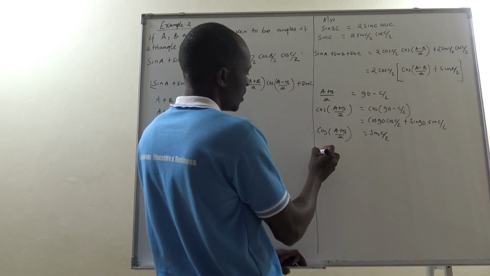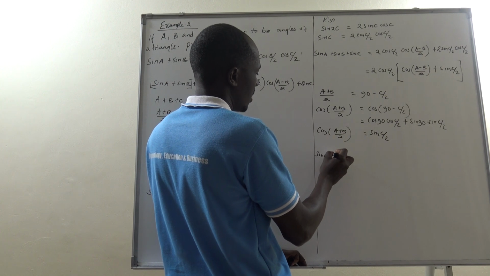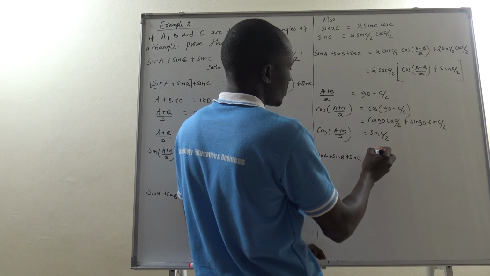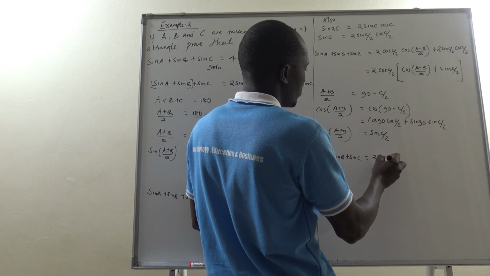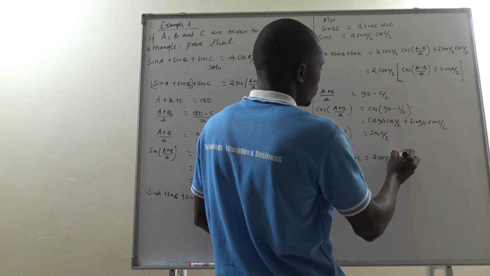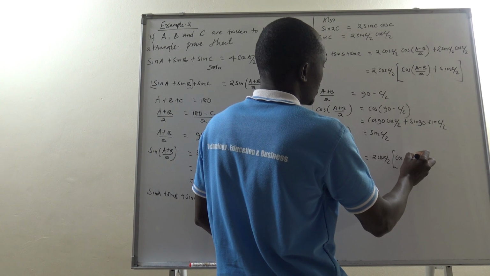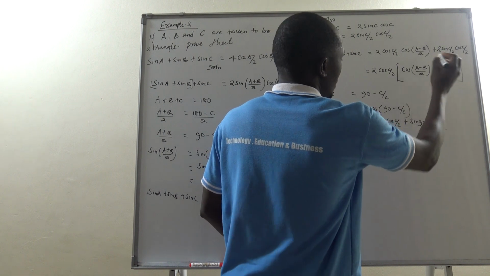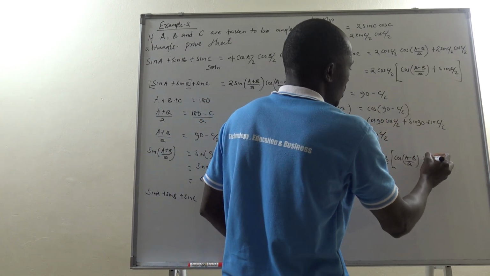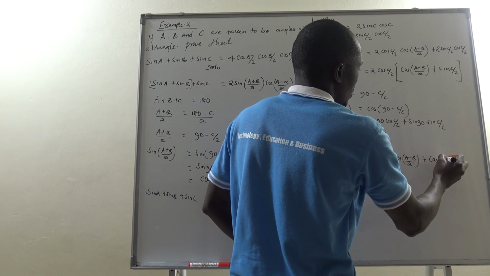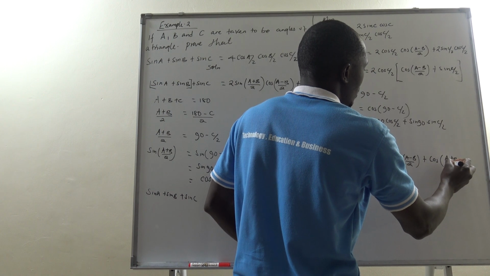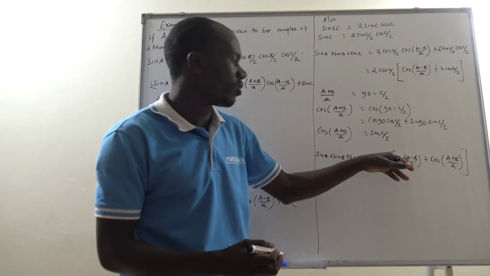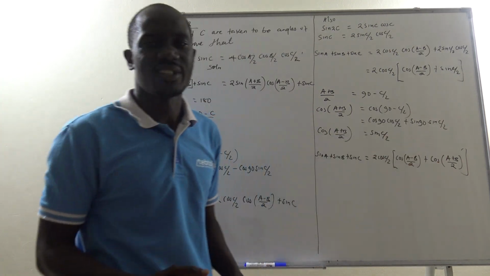So this becomes sin A plus sin B plus sin C equals 2 cos C by 2 into cos A minus B by 2, plus, where there is sin C by 2, I've already proved it is the same as cos of A plus B by 2. Again now, we are seeing the element of cos plus cos.